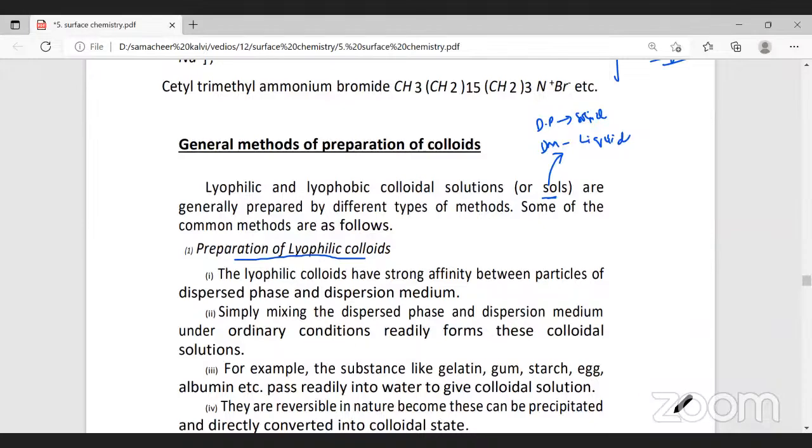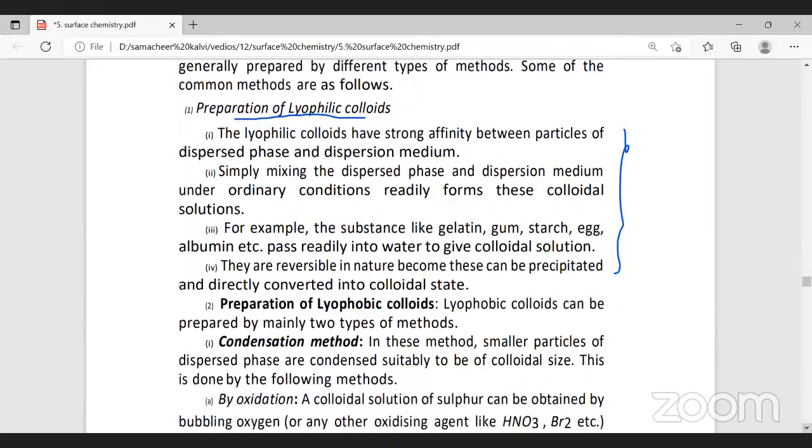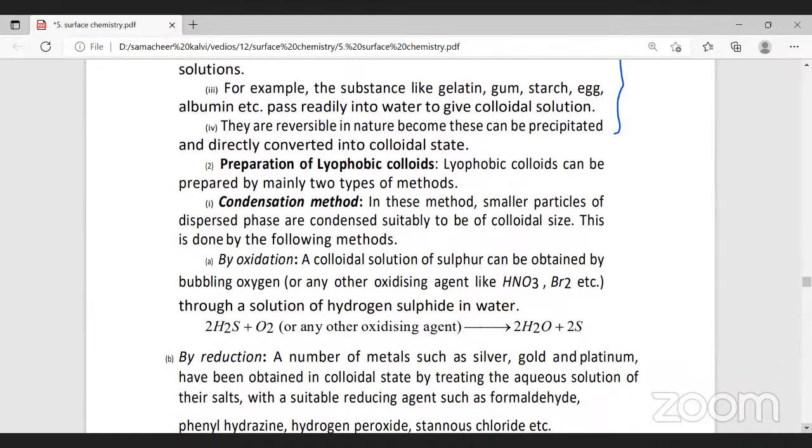So, common methods of preparation. We have learned the examples for lyophilic and lyophobic colloids, and the difference between them, all that. So we will directly go into the preparation of lyophobic colloids. Lyophobic colloids can be prepared mainly by two methods.